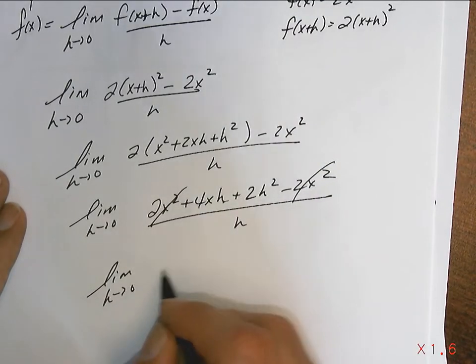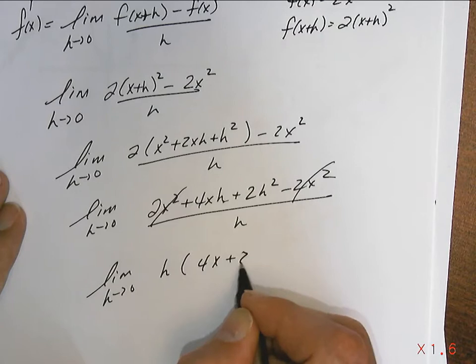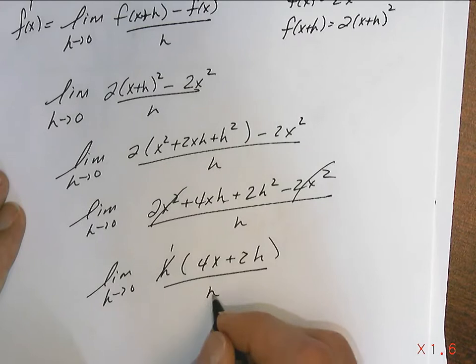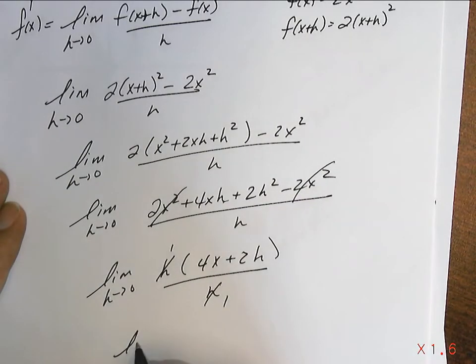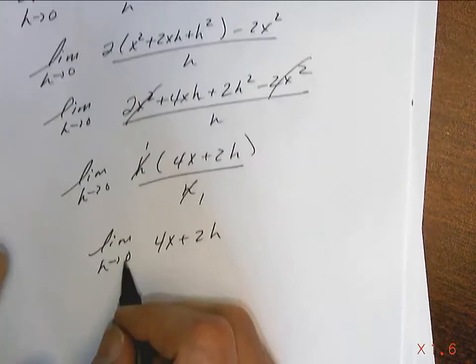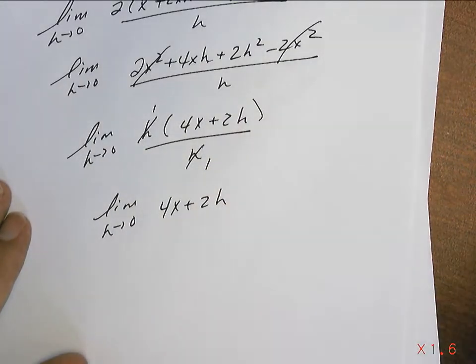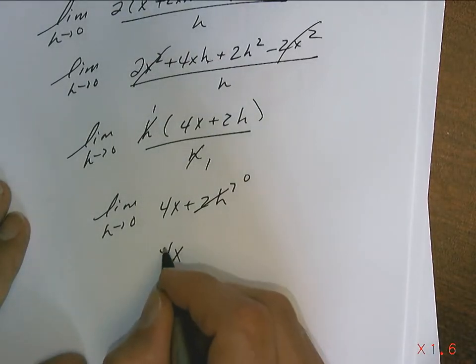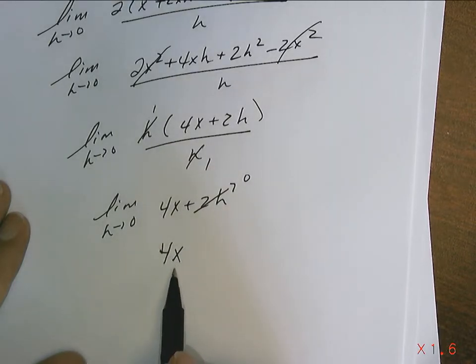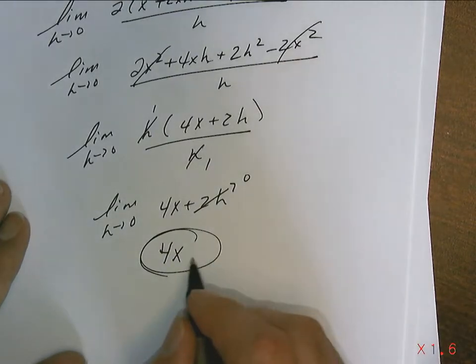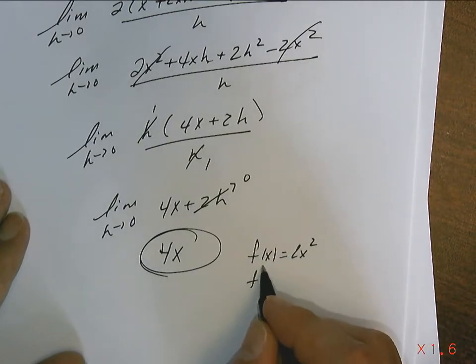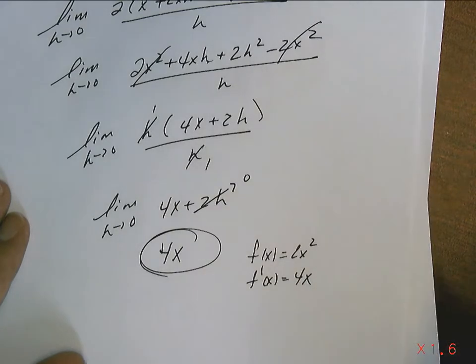Limit as h approaches 0 of h times 4x plus 2h over h. H over h, notice that neither one is 0. So that's good. That leaves me with the limit as h approaches 0 of 4x plus 2h. Smaller, smaller, smaller, eventually h approaches 0. So we get left with 4x. So the slope of the tangent anywhere to the function f of x equals 2x squared is equal to 4x. Well, wait a second here.